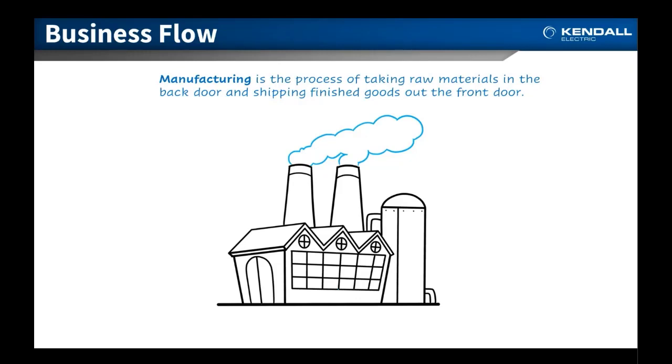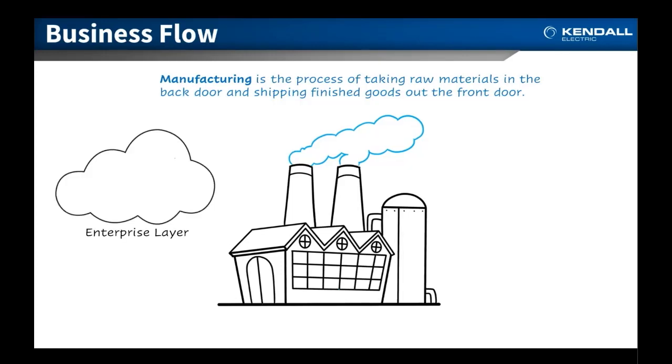For the purposes of this presentation, we're going to focus on an end user manufacturer. A manufacturer is a company who brings raw materials in the back door, then they apply some sort of manufacturing or process, and then sell finished goods out the front door. So how does business flow inside a manufacturing plant? Manufacturers have two distinct areas that make up their business process.